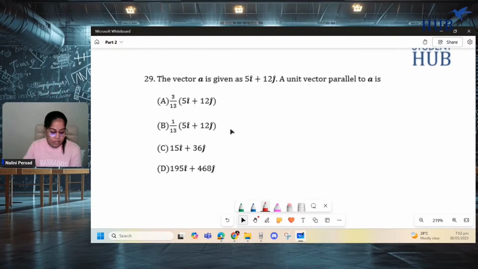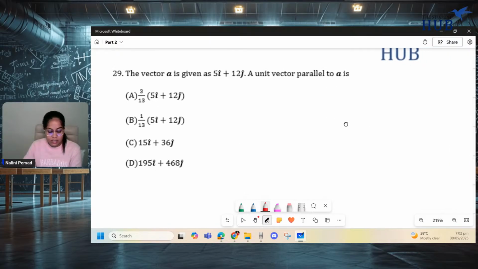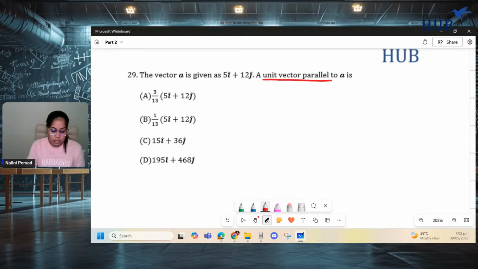Question 29. The vector A is given as this. What is the unit vector parallel to A? Right? So the symbol for that is the unit vector parallel to A, right?